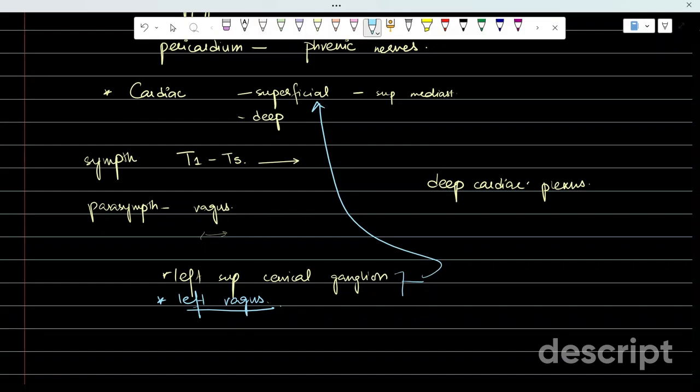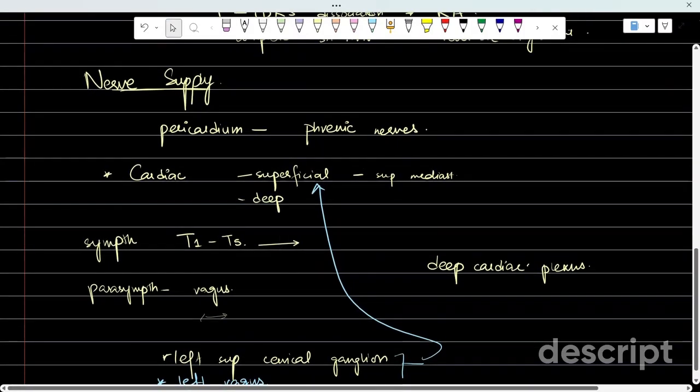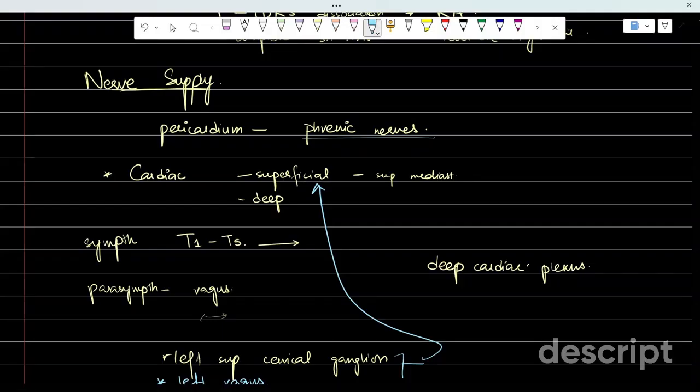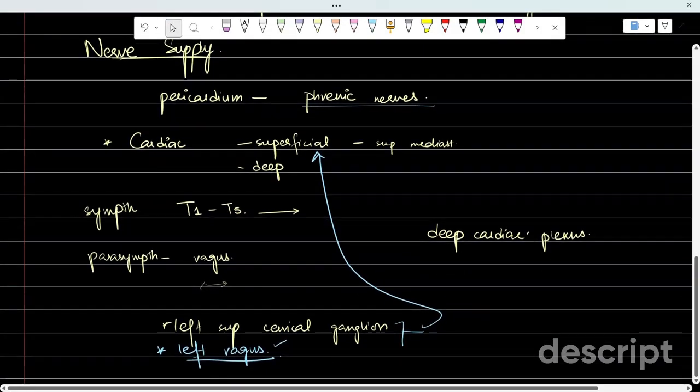The deep is, however, located in front of the tracheal bifurcation. It involves the sympathetic from both sides as well as parasympathetic from both sides. So this was a little confusing initially, but if you do it this way, if you see that the nerve supply of the pericardium is by the phrenic nerve and the cardiac plexus and vagus, the left vagus nerve, you'll be able to understand it.